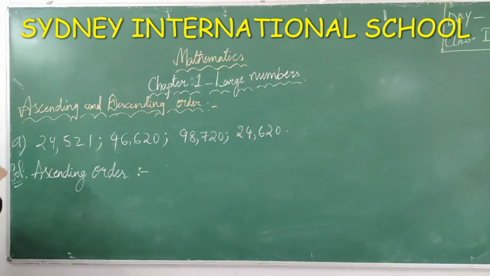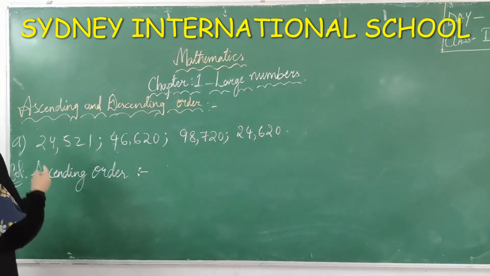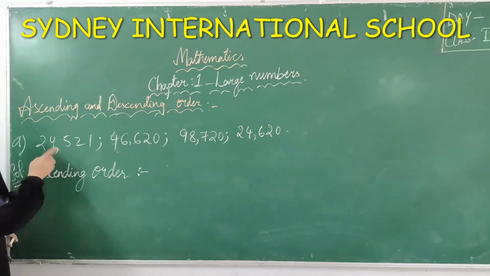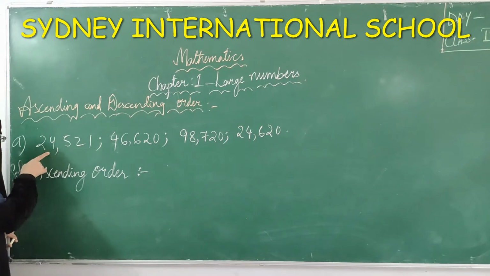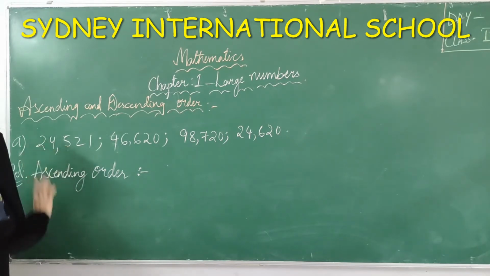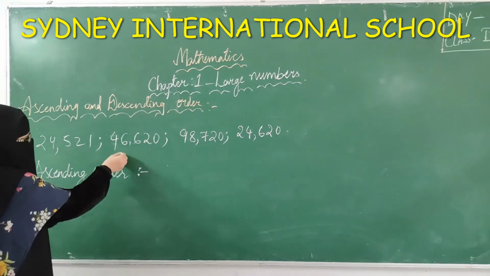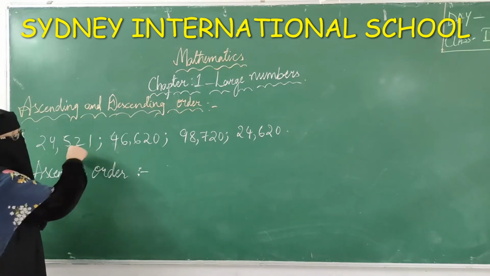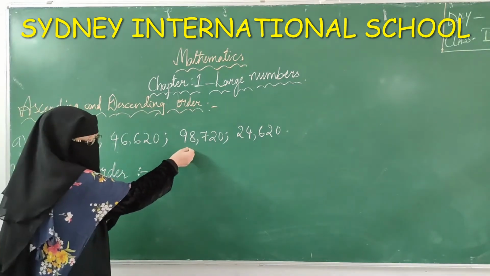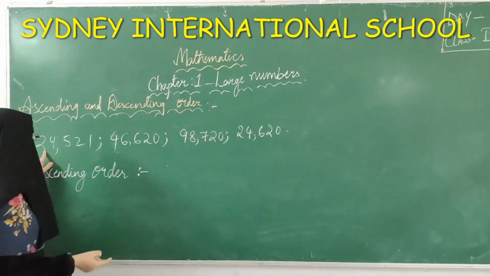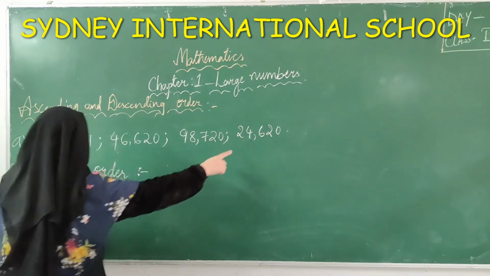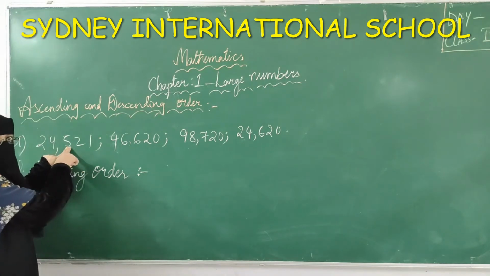See, I am reading the question carefully first. I am reading numbers according to the place values: 1, 10, 100, 1000, 10,000. This is 24,521. Okay, we'll see next. This is 46,000, which means this is bigger than this. Let's go to the other one. 98,720. This is bigger than this. Let's go to the last one. This is 24,000. This is also 24,000. But this one has 521.